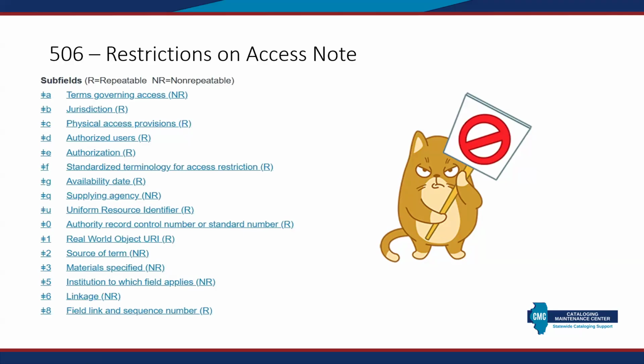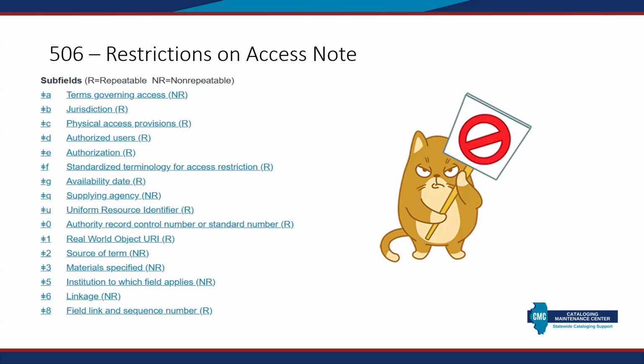Subfield A are the terms governing access to the resource. You might see a note in here like "available to subscribing member institutions only," or other terminology like that. Subfield B is the jurisdiction or the person in charge of coming up with the terms of access.